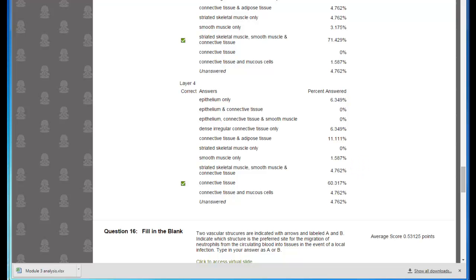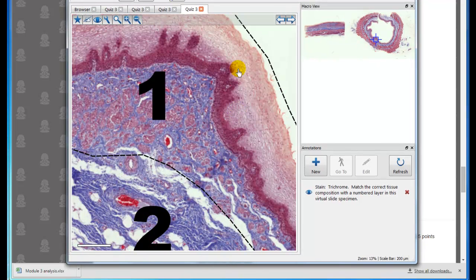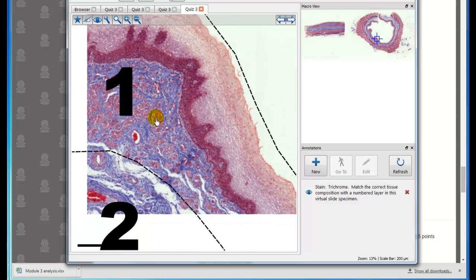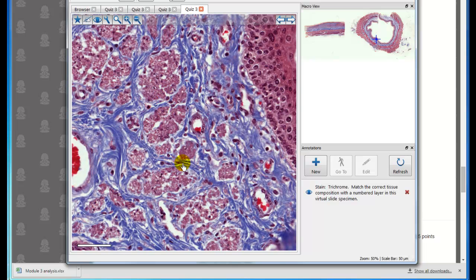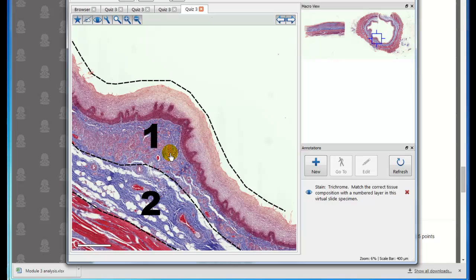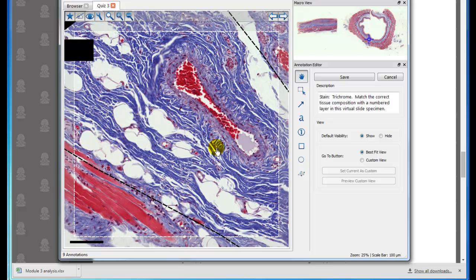Okay, so let's take a look. Layer 1. If you magnify this, you've got stratified squamous, non-keratinized epithelium. You have connective tissue. And then underneath here, you have smooth muscle cells. You see these pink cells? They're cut in cross-section with nuclei in the center of some and not in others. So that's layer 1. Layer 2, and this is stained with trichrome, and that was given in the question. And you have adipose tissue and connective tissue, collagen.